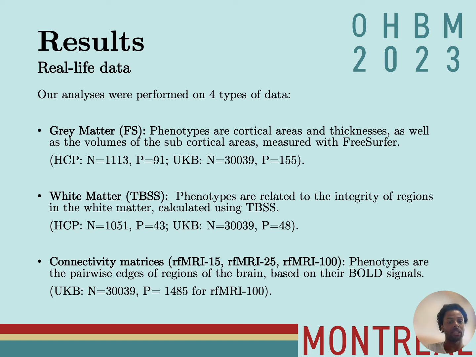And finally, the connectivity matrices, where phenotypes are the pairwise edges of regions of the brain based on their BOLD signals. So we have 3 types of data sets of that form, RFMRI 15, 25, and 100. And I really want to point out that, and that's what makes the success of our method, we're able to run our method efficiently on data sets where the number of individuals is pretty large, such as the UK Biobank with roughly 30,000 individuals, and when P is large enough so that we can consider regions all across the brain, for example with RFMRI 100.